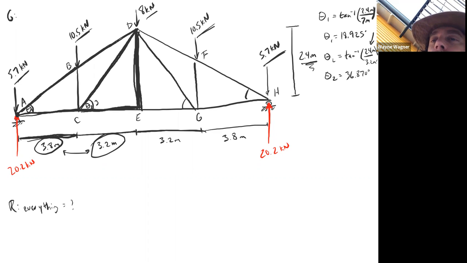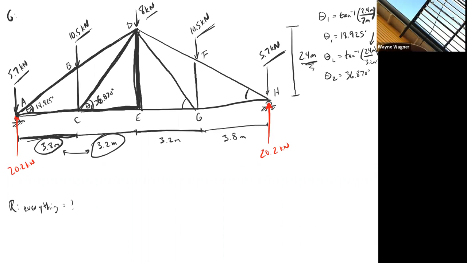Okay, so we can put those here. I'm going to go ahead and put those here because, while it might get messy, it's going to open up some space for me to work. 18.925. Okay, so assuming that we've done that correctly, now we can start adding things up.